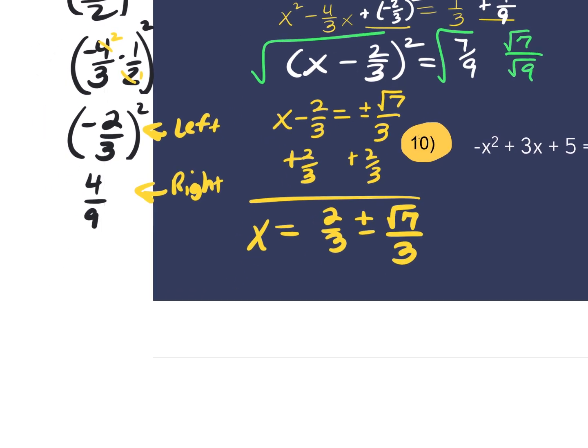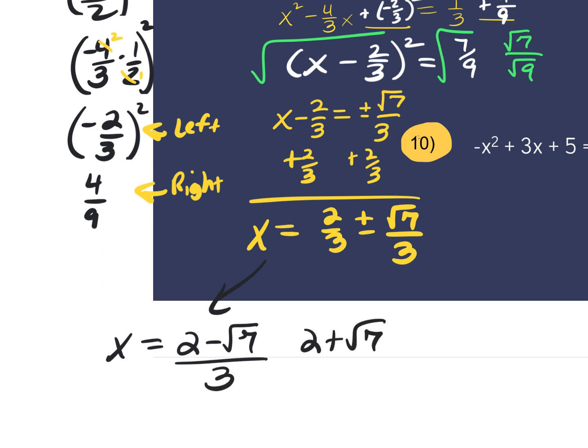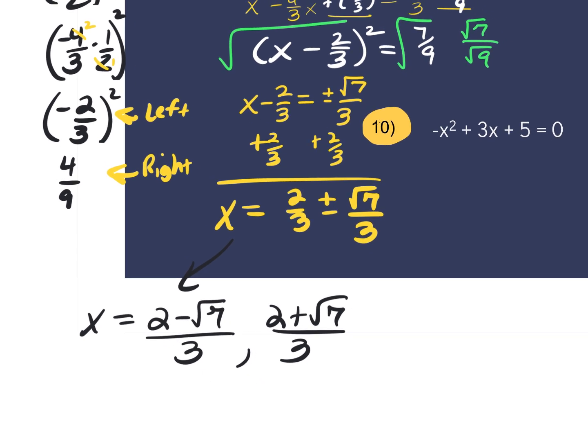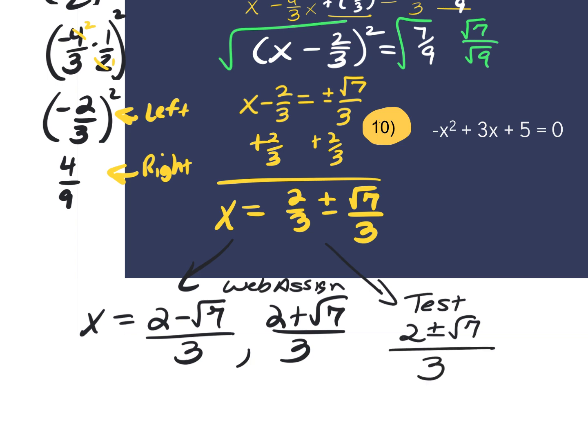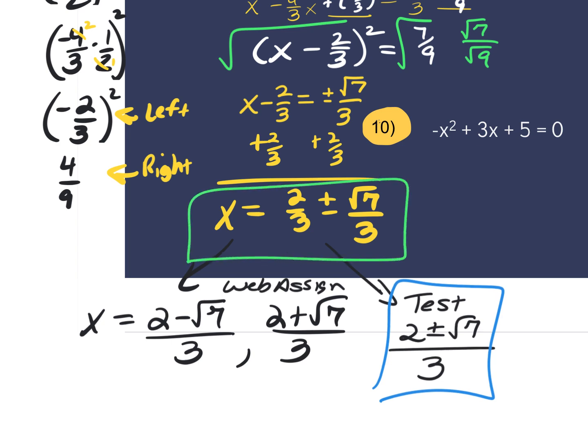Now, WebAssign wants you to pull it apart, so you can put it in as x is equal to 2 minus the square root of 7 over 3, and then 2 plus the square root of 7 over 3. On the test, you could also take this and just put it with a 3 in the bottom. So this is for the test, and this would be WebAssign. You could do 2 plus or minus the square root of 7 over 3. So you can either leave your answer like this or like this for the test, but on WebAssign you have to pull it apart.